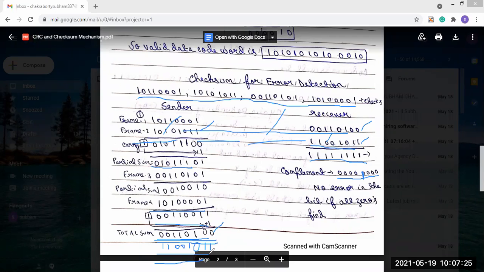Your main motto is that if there is no error, and there is no 0 anywhere, then during the complement form you will get all ones. So this is the main point, and you have to keep it in mind.